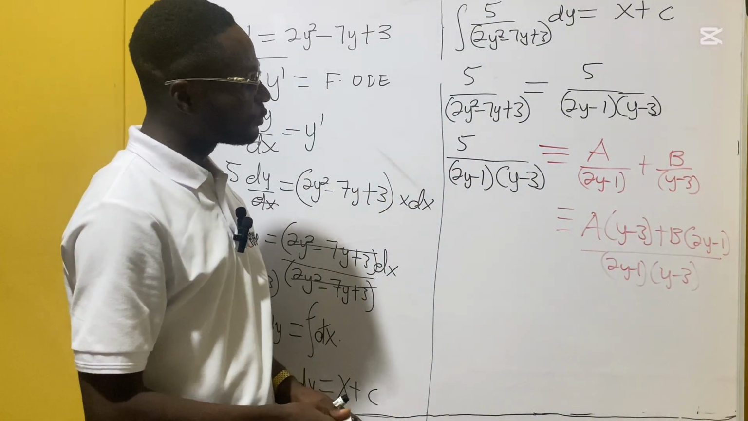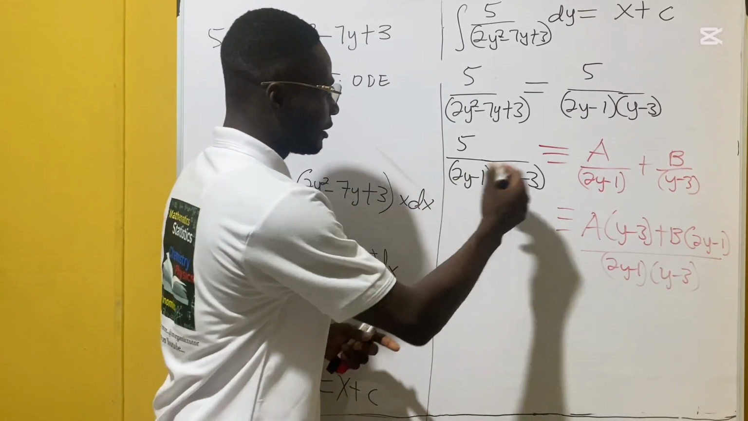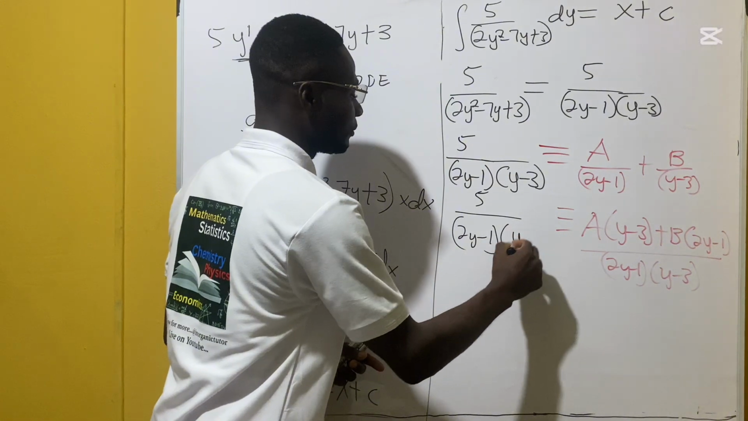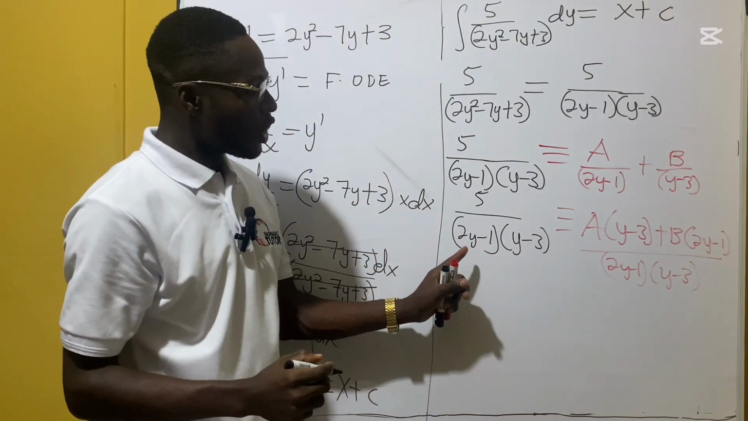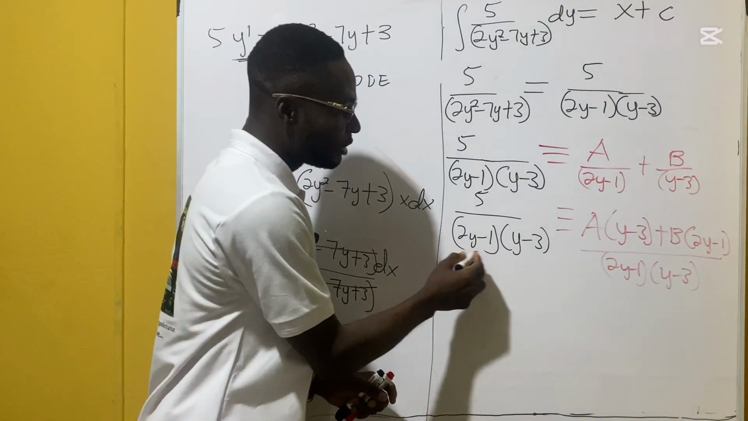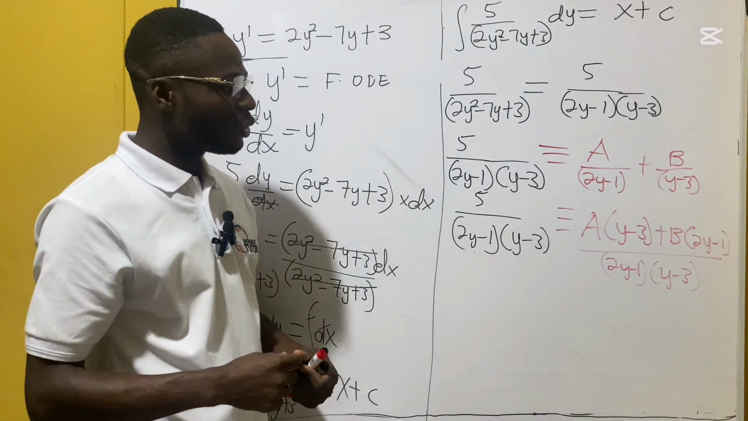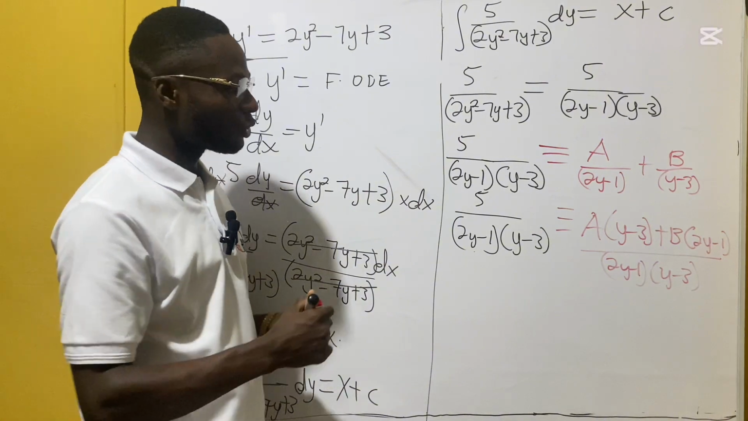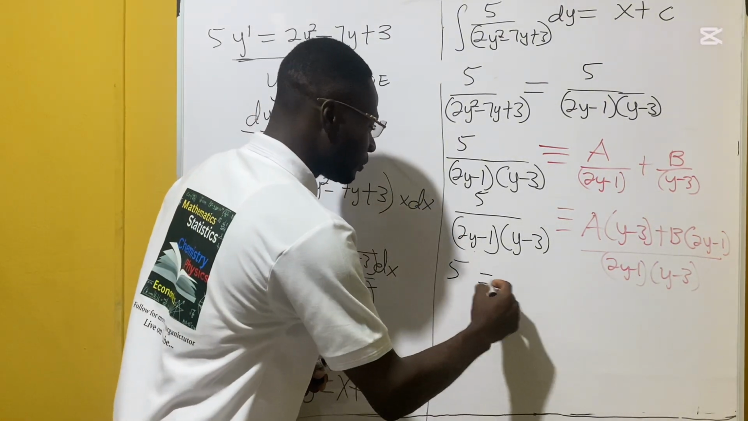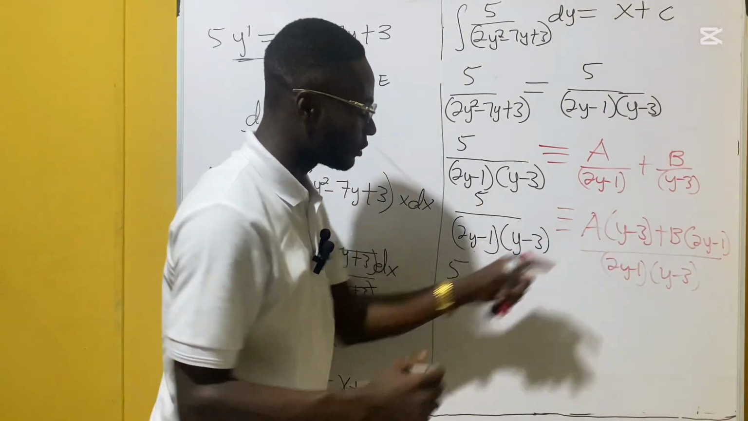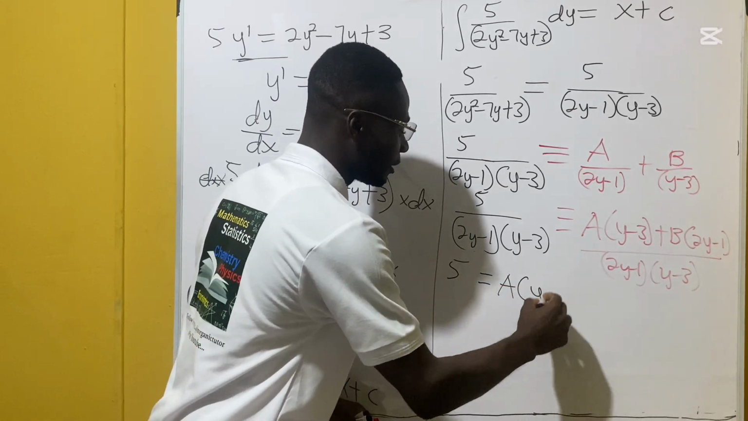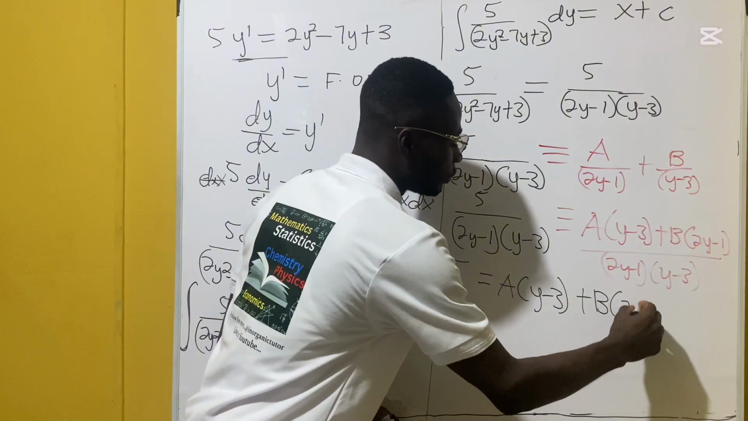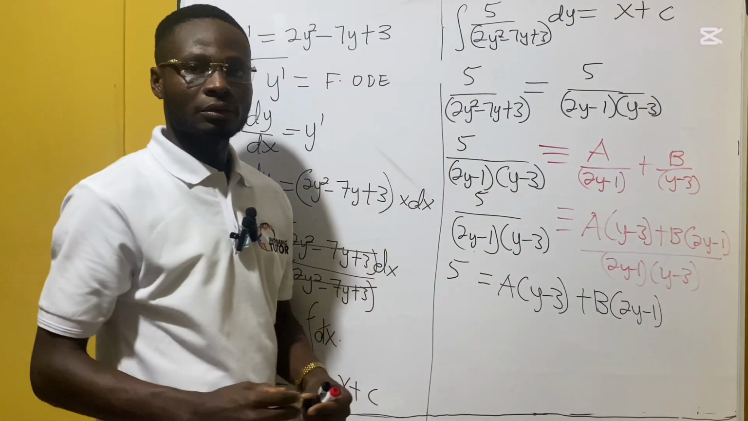So now what we do is that, of course, we have this here. We can see clearly that our denominators are the same. So since the denominators are the same, let's equate the numerators. So we equate the numerators, which is 5 equals a into y minus 3 plus b into 2y minus 1, right?